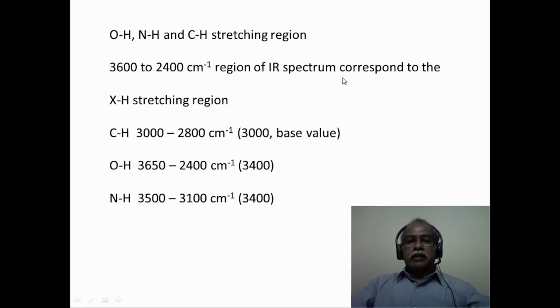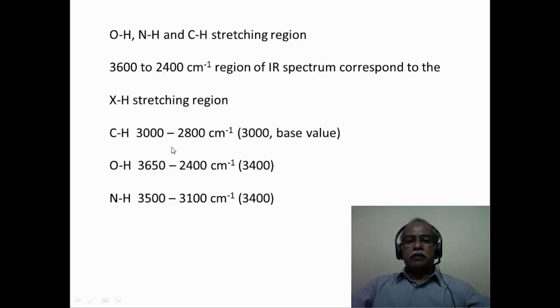Now, the OH, NH, CH stretching region is a very unique region. This is on the left hand side of the infrared spectrum, starting from 3600 inverse centimeter to 2400 inverse centimeter. It's a fairly broad region, but within this region one can classify the CH, OH and NH frequencies based on the masses of the atoms that are attached to it, namely carbon, oxygen and nitrogen, as the case may be.